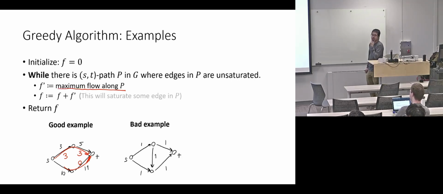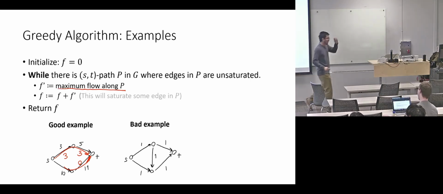This is a bad example though. Why? Because here I've tried to find some ST path that is not saturated yet. I might be, I don't know, stupid. I just find this one.